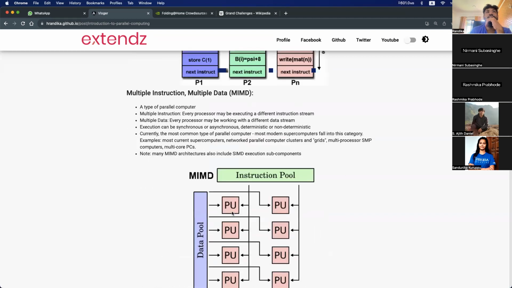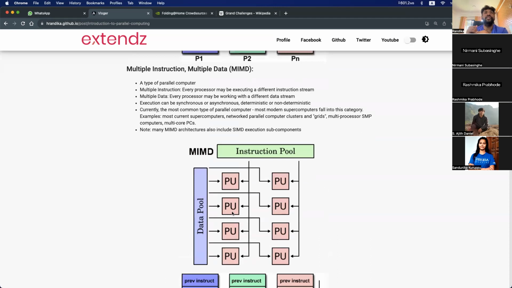Okay. All right, the last one, multiple instructions and multiple data, MIMD. Okay, a type of parallel computing, as you can see. So each and every processing unit gets a different instruction pool, and they get a different data pool, multiple data pools. There will be multiple data pools for each and every processing unit. Okay, so if you look at the data pool, there can be multiple ones.